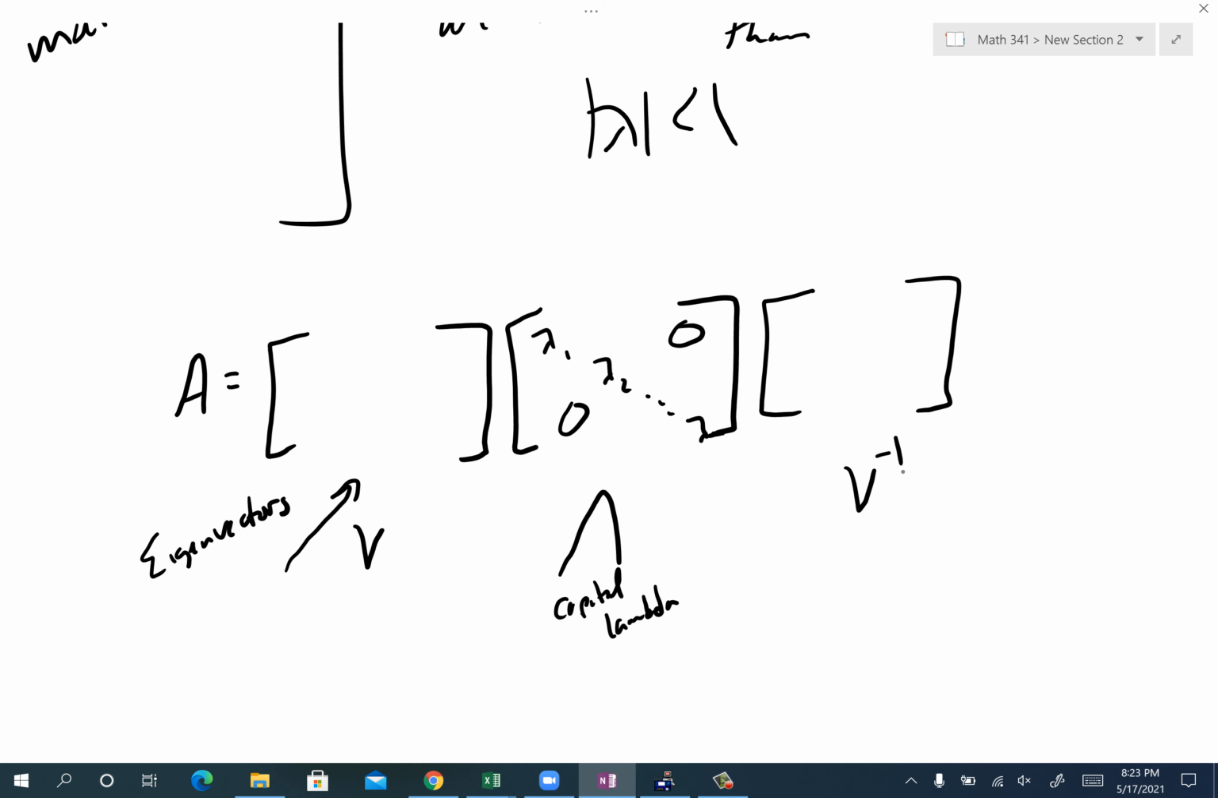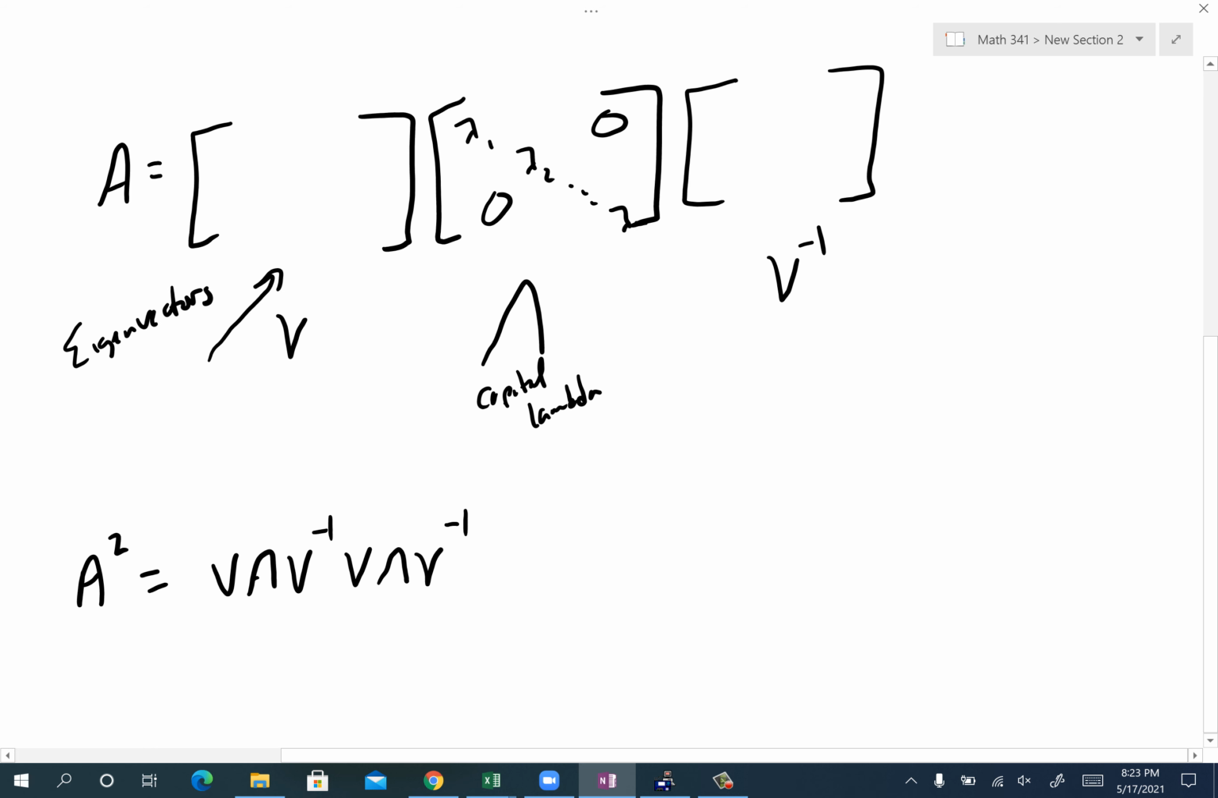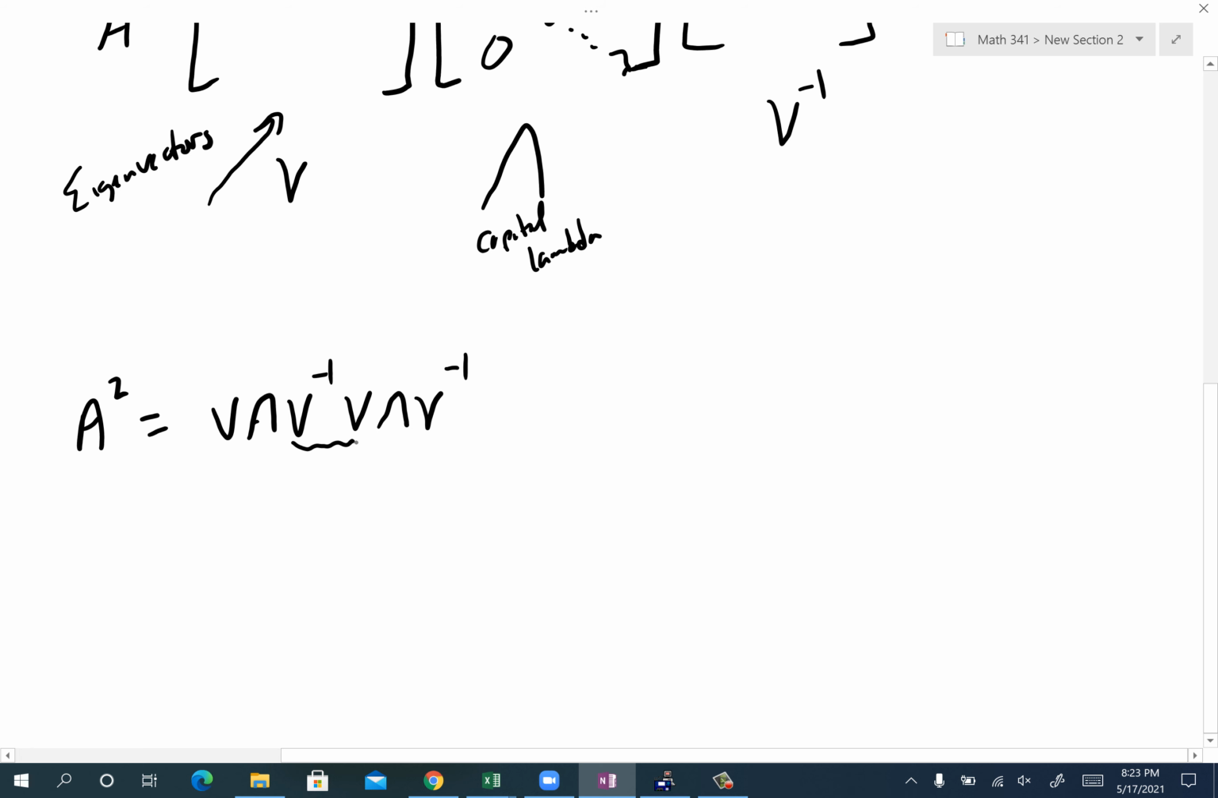Well, why do I care? It's a good question. I'm glad you asked. What would A squared be then? Well, it would be V lambda V inverse times V lambda V inverse. Well, that's interesting. What does V times V inverse give you? The identity matrix. So it's just going to be V, this guy squared, times V inverse. So are you saying that when you do this problem, the eigenvalues just get squared? That's correct. That is exactly what I'm saying.